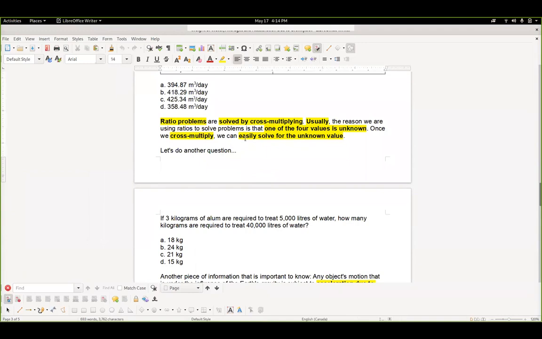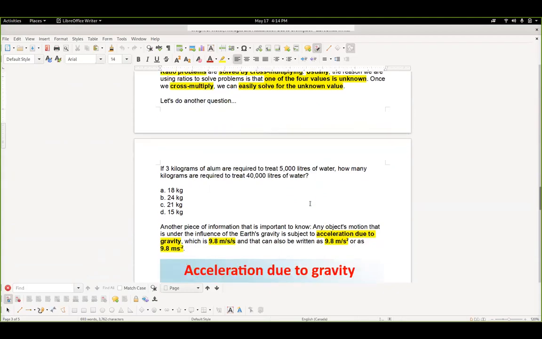Ratio problems are solved by cross multiplying. So that means multiplying the top of one of the fractions by the bottom of the other fraction, or the numerator by the denominator, and then the other numerator by the other denominator. So usually the reason we are using ratios to solve problems is that one of the 4 values is unknown. Once we cross multiply, we can easily solve for the unknown value. So let's do another question.